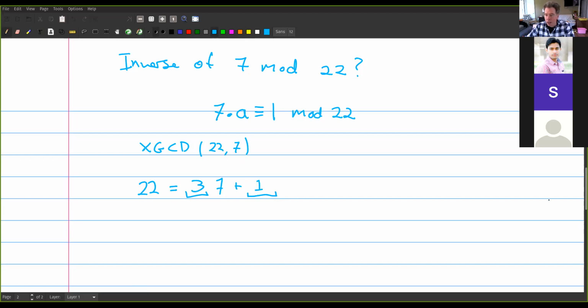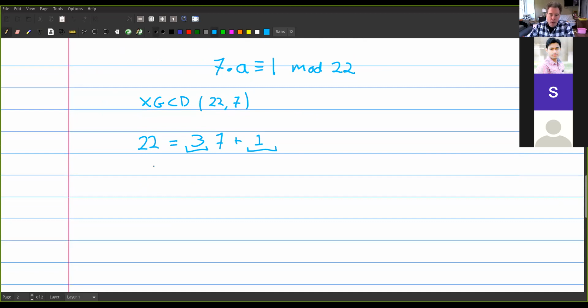1, yeah. Okay. And now if we were to go on to do a second step, we would have 7 equals 7 times 1 plus 0. So the last non-zero remainder is just 1. So this means that the GCD of 22 and 7 is just 1. Okay, so from the extended Euclidean algorithm, you get some way to express 1 as a linear combination of 7 and 22.